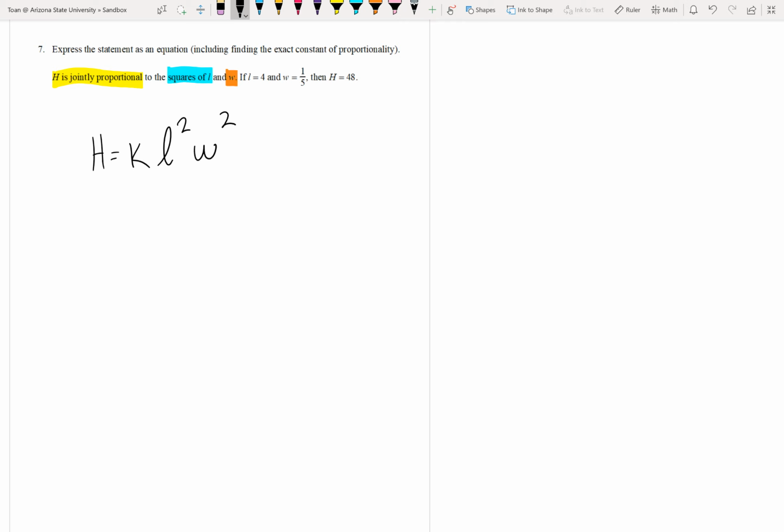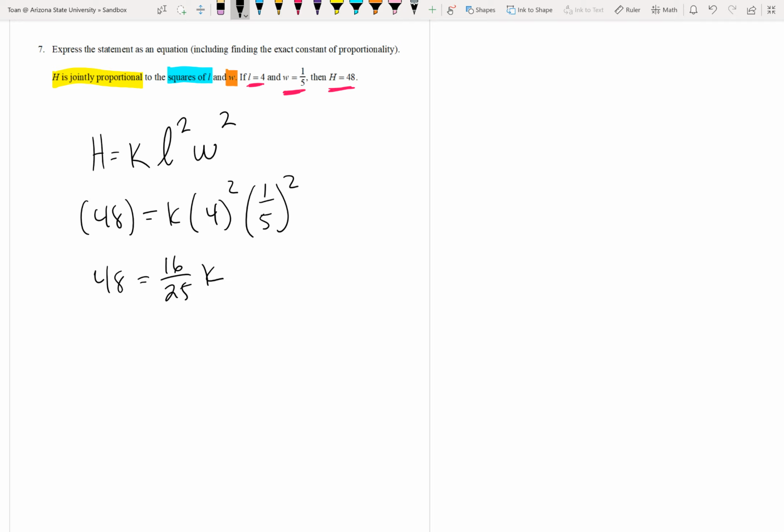And then all I got to do is plug in the information, right? They give you L equals 4, W equals 1/5, H equals 48. Plug all that piece of information in. H is 48, L is 4, W is 1/5, and then you just do math. So that's 48 equals 4 squared is 16, 1/5 squared is 1/25, so that's 16 over 25 K.